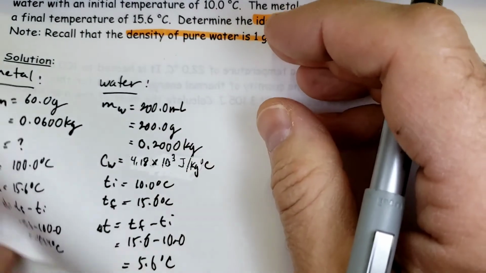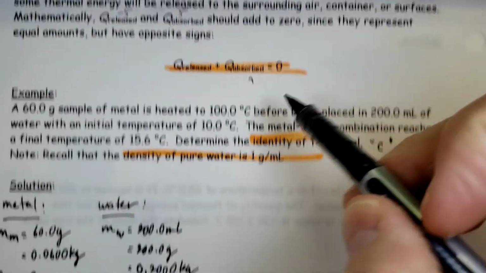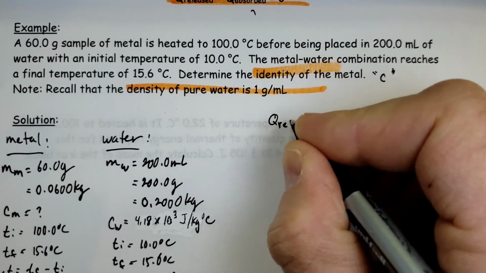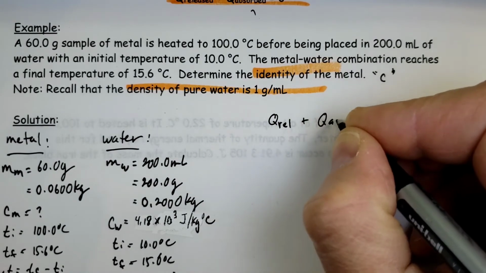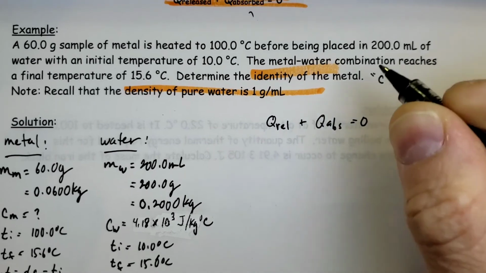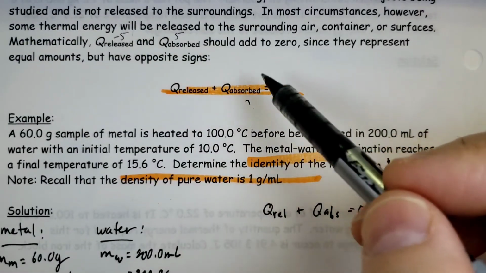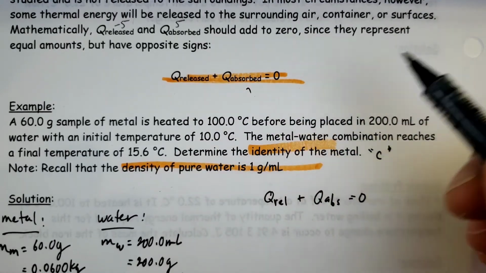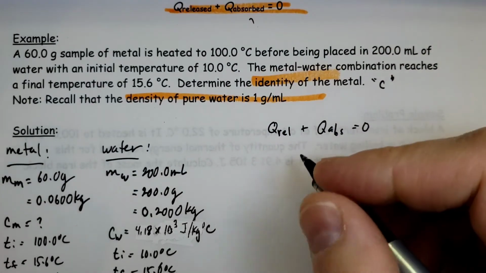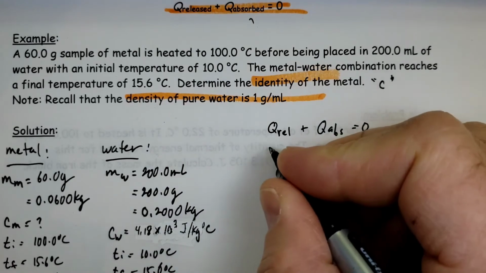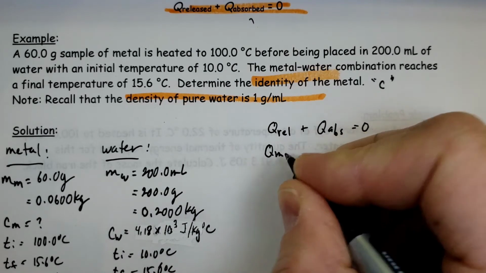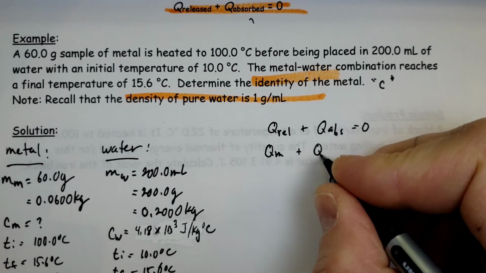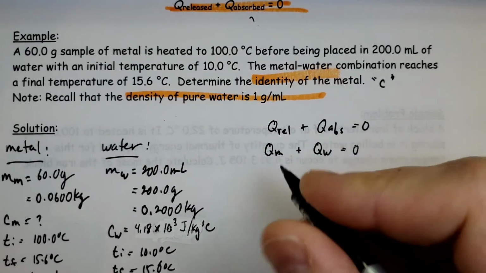All right, so I have all the information I need at the start. So I can use this idea over here, the principle of thermal energy exchange. Q released plus Q absorbed should add up to be 0. Because if I bring one to the other side, it's negative 5 equal to the negative of 5, which is negative 5. So it all works out. Here the released part is going to be my metal, Q metal, and my absorbed is going to be my Q water, QW.